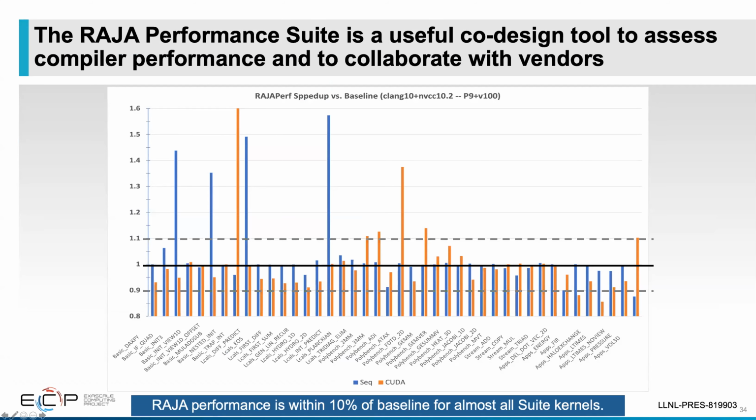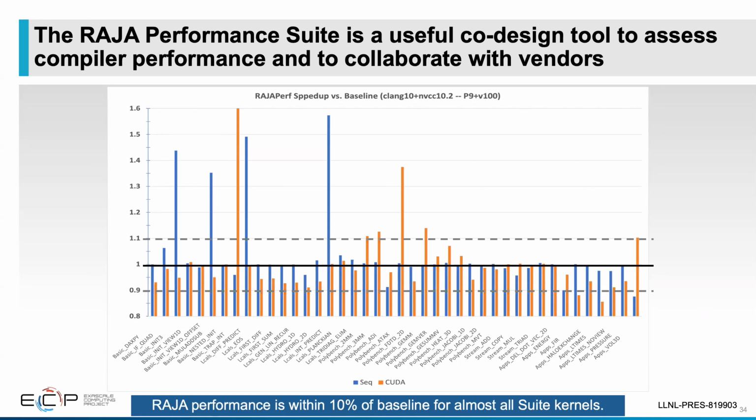As we're developing the RAJA API, we're also fairly mindful of potential overhead we introduce. To monitor potential performance overhead, we use the RAJA Performance Suite. This is a tool that we use to look at compiler performance and collaborate with vendors. Anything above the line is a speedup that we see when we're using the RAJA variants, and anything below would be a slowdown. The key takeaway here is that for a variety of different kernels, the RAJA performance stays within 10% of almost all of the kernels in the suite.